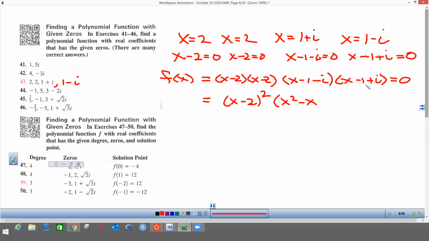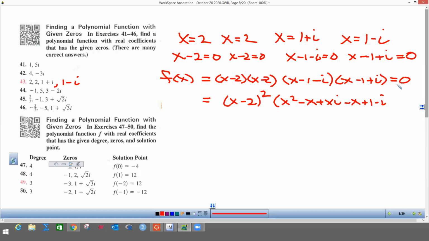And then I'm going to take x times i and get plus xi. Then I have to take -1 times all 3 of these. So I take -1 times x is negative x. -1 times -1 is +1, and -1 times i is negative i.